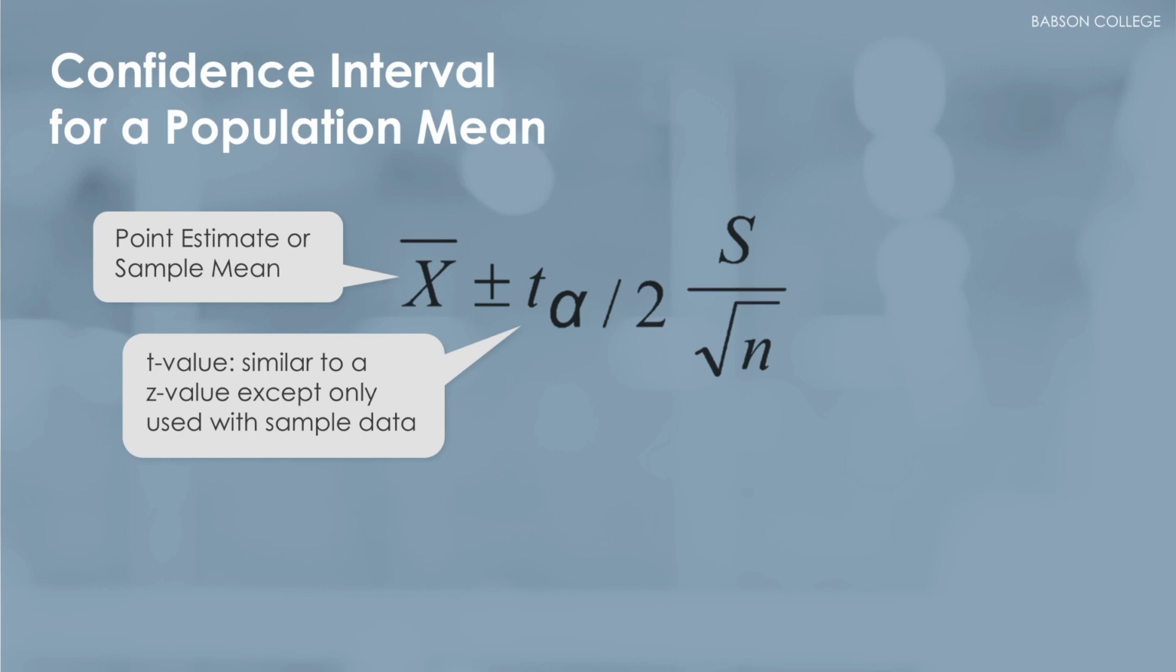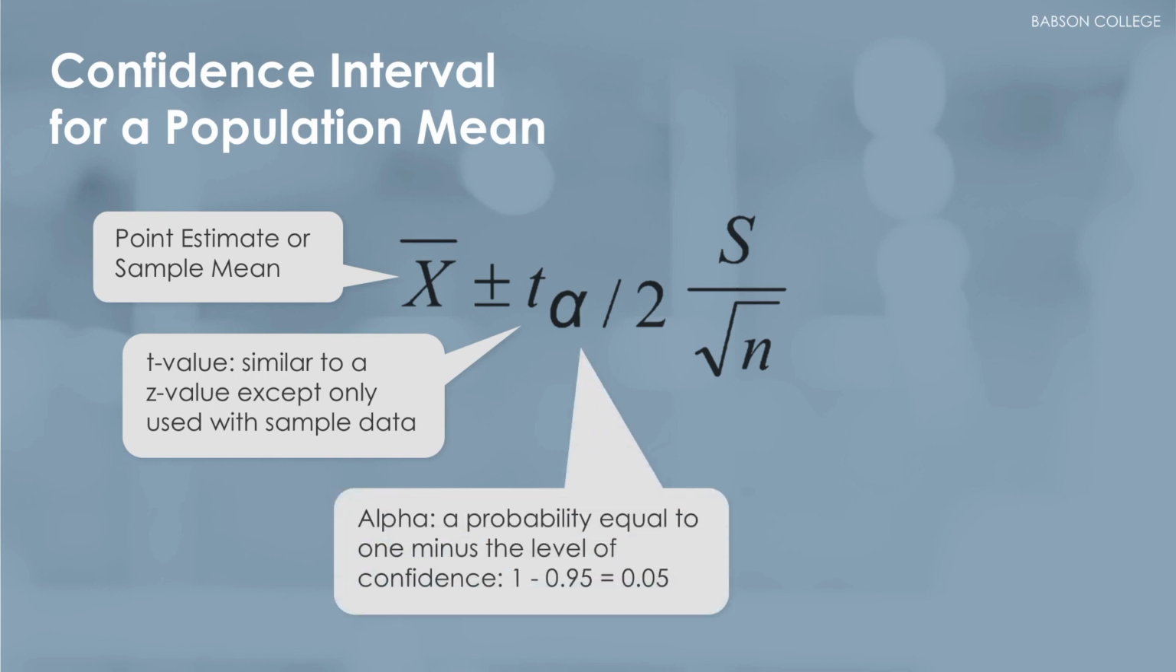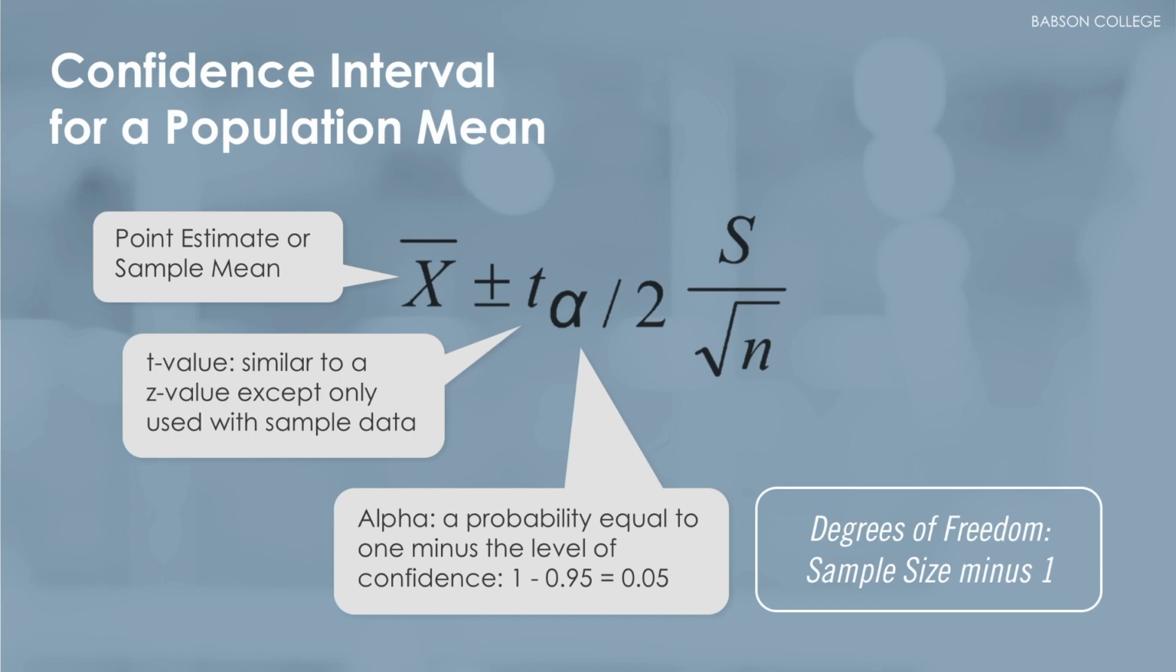Go back again and think about that empirical rule for capturing 95% of the data that was equal to about plus or minus 2 standard deviations. Well, interestingly, the exact t-value for this interval works out to be 2.01. The alpha in the formula is the probability equal to 1 minus the level of confidence, or 0.05 as we saw before. The df in the graph stands for degrees of freedom, which is the sample size minus 1, or n minus 1. Thus, the degrees of freedom here would be 50 minus 1, or 49.